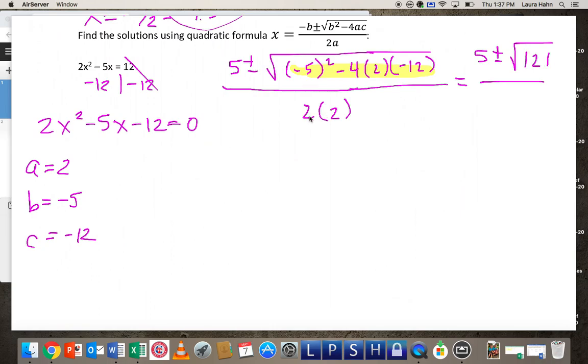On the bottom, let's simplify. 2 times 2 is 4. Now I want to see, does the square root of 121 simplify into a nice pretty number? If it does, I'll go ahead and simplify. If it gives me an ugly decimal, I'll just leave it in radical form. So let's type this in to see, is it nice and pretty or not? I'm going to type this in, including the radical this time.